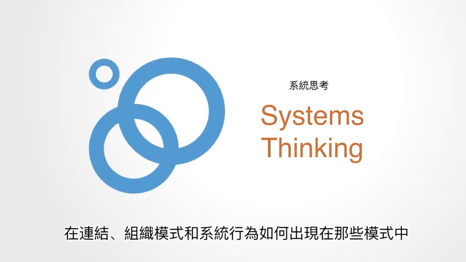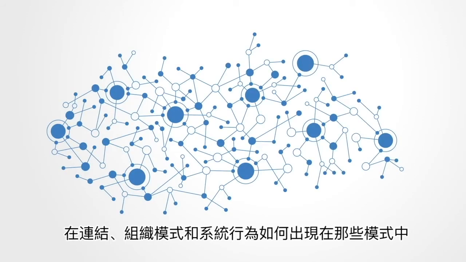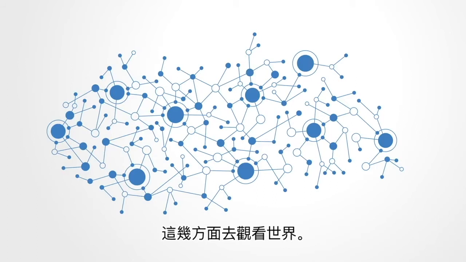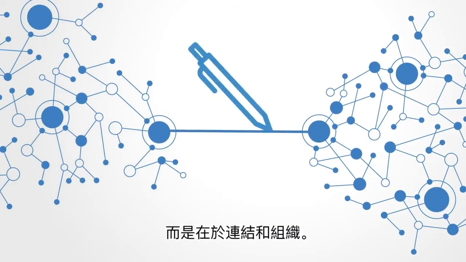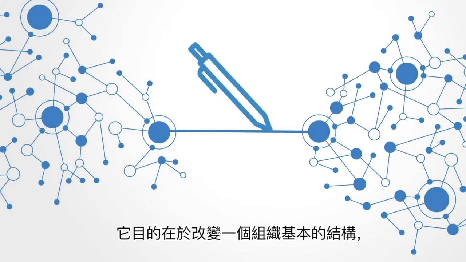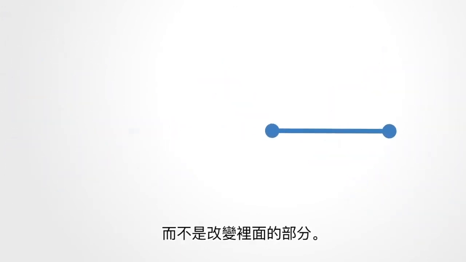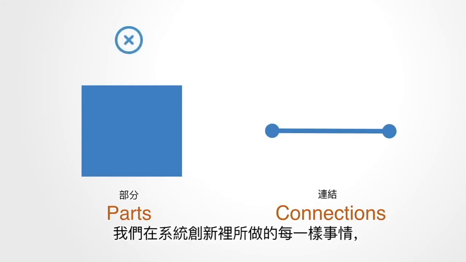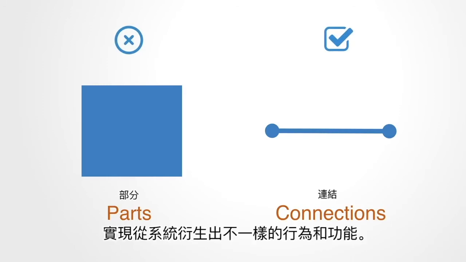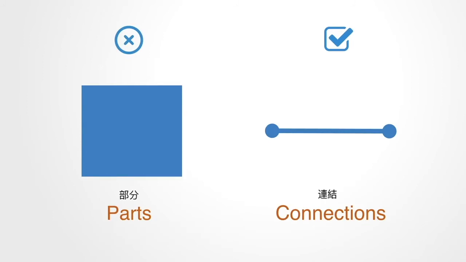Systems thinking looks at the world in terms of connections, patterns of organization, and how the system behavior emerges out of those patterns. Systems innovation is different because it is innovation not in things but in connections and organization. It is aimed at changing the basic structure of an organization. We are not trying to change the parts. Everything that we do in systems innovation will be about changing connections so as to realize a different form of emergent behavior and functionality within the system.